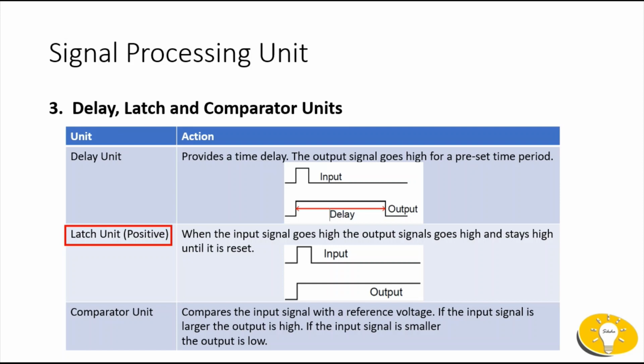The second one is the latch unit. It is used to keep a signal on indefinitely until a reset button is pressed. So the difference between a delay unit and the latch unit is, the delay unit will keep itself on for a fixed duration and then automatically turn off, whereas the latch unit will remain on indefinitely until you press a reset button.